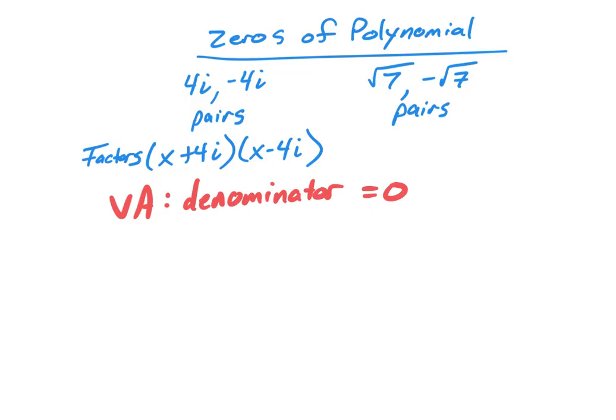So you could have no vertical asymptote. If I just have a number on bottom, that means there's no vertical asymptote. You could have one vertical asymptote. You could have maybe two vertical asymptotes if you had two factors on bottom.